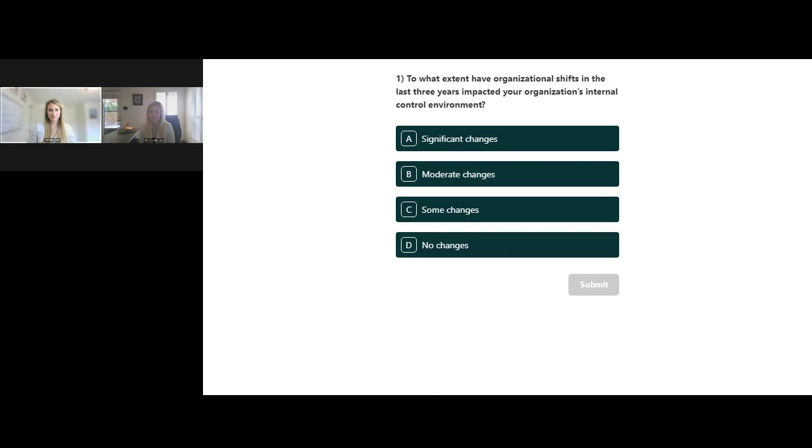All right, thank you. So the first polling question is, to what extent have organizational shifts in the last 3 years impacted your organization's internal control environment? Your options are significant changes, moderate changes, some changes, or no changes. The polling questions are located right on the slides that we're presenting. If you can't see it, you can try hitting the F5 key to refresh your console.